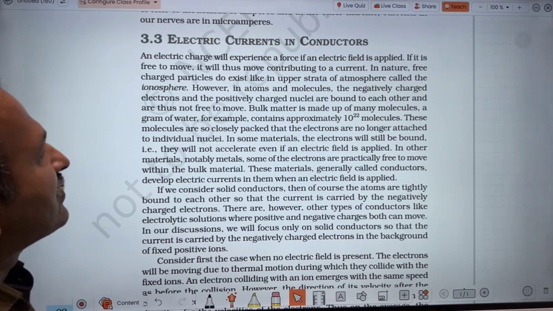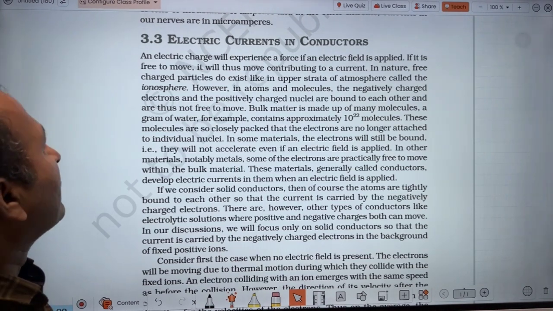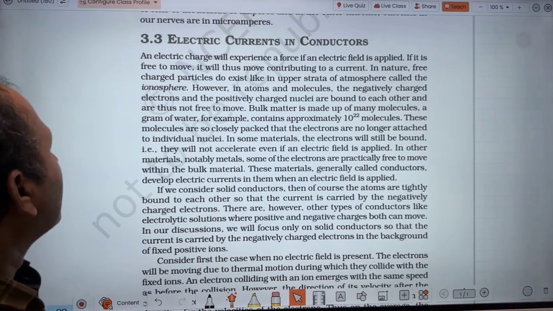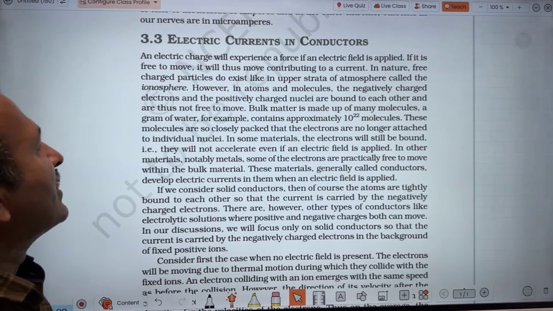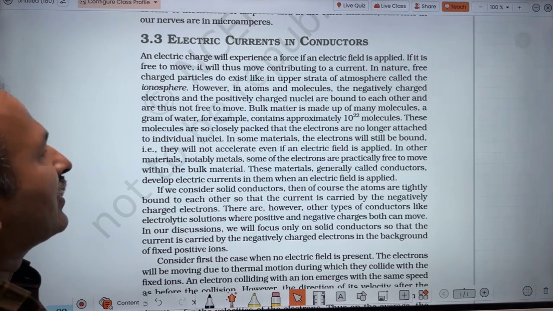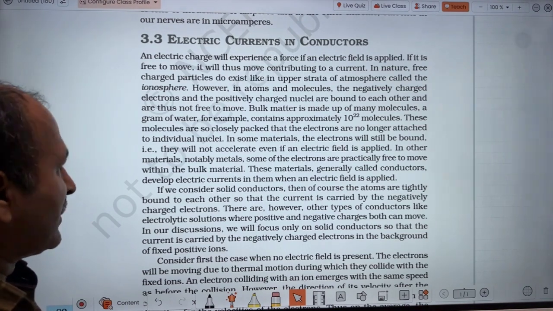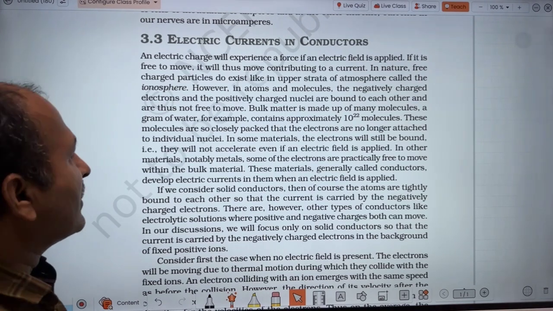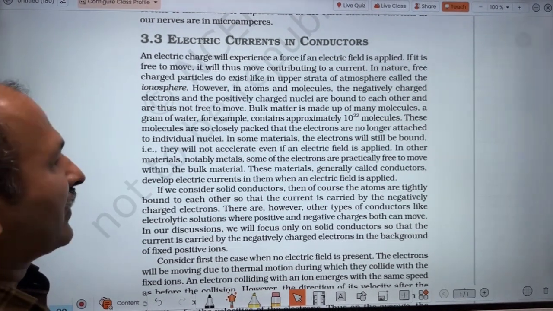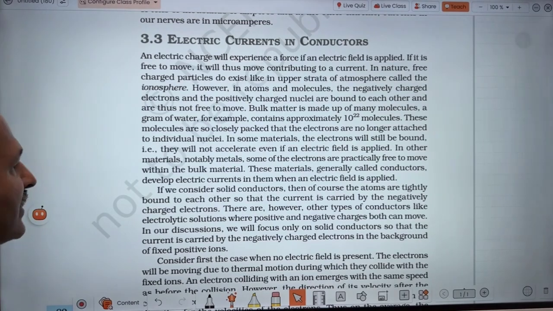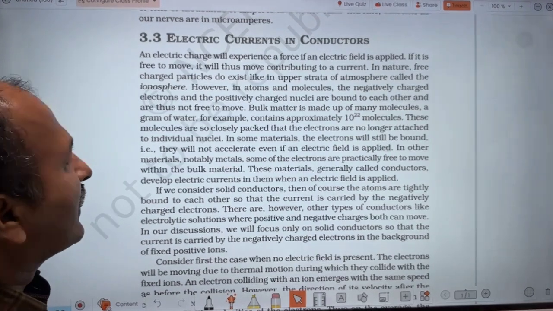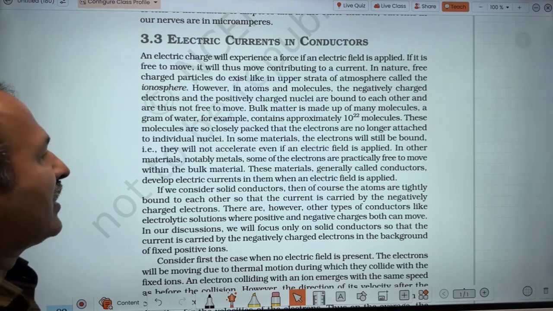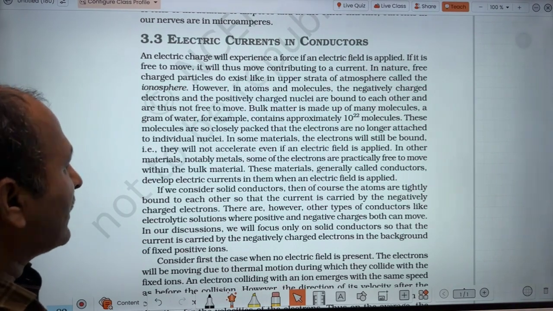In some materials, the electrons will still be bound, that is, they will not accelerate even if an electric field is applied. In other materials, notably metals, some of the electrons are particularly free to move within the bulk material. These materials, generally called conductors, develop electric currents in them when an electric field is applied. If we consider solid conductors, then of course the atoms are tightly bound to each other so that the current is carried by the negatively charged electrons.